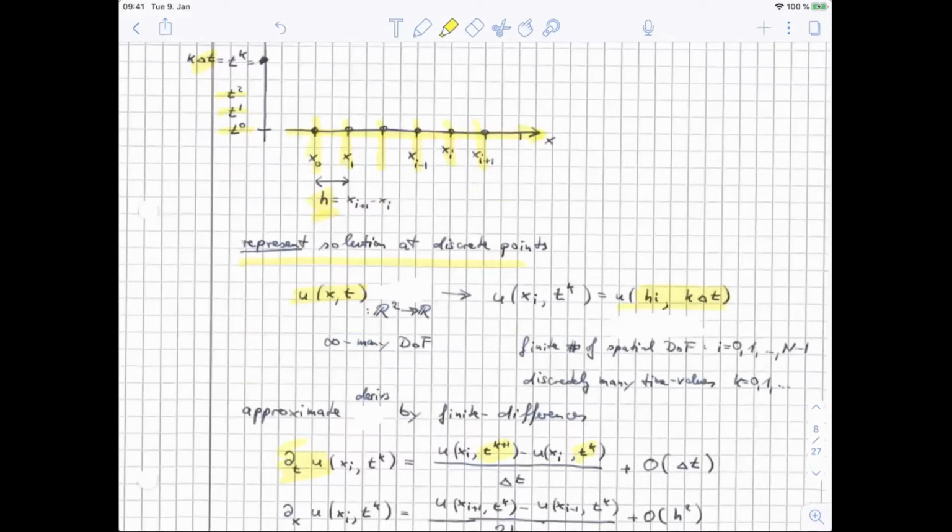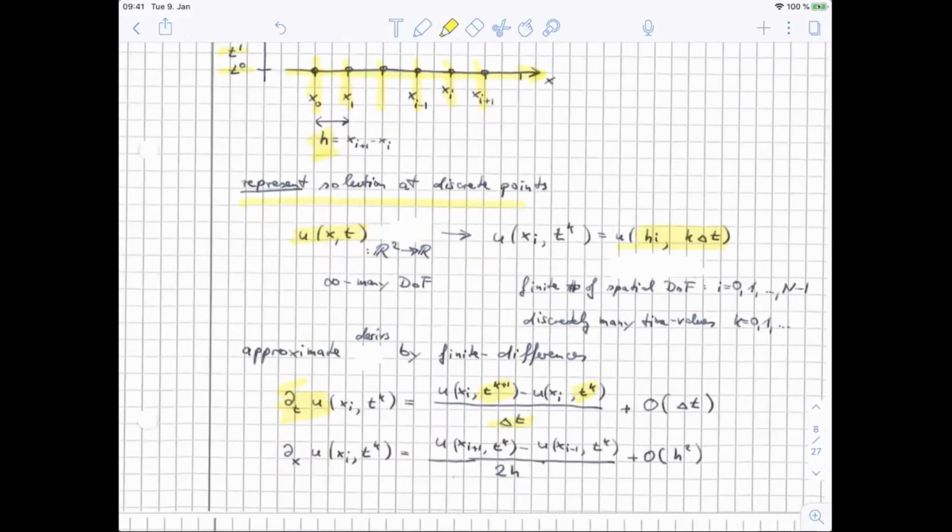For instance, the time derivative could be written as u at a certain x grid point at the next time step minus the current time step, divided by delta t. Spatially, the same is true. If you want the spatial derivative at a point x_i, well, you can evaluate the function one grid point to the left, I'm sorry, one grid point to the right, and you take the difference and make a finite difference derivative, and that way get an approximation for d by dx.